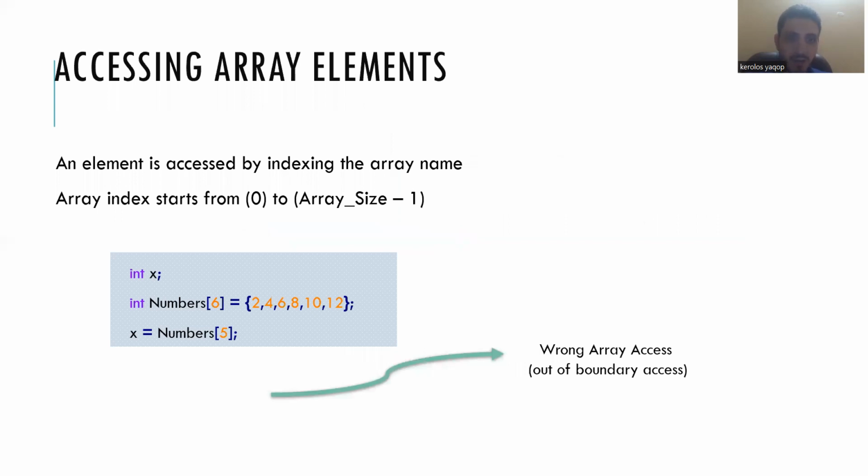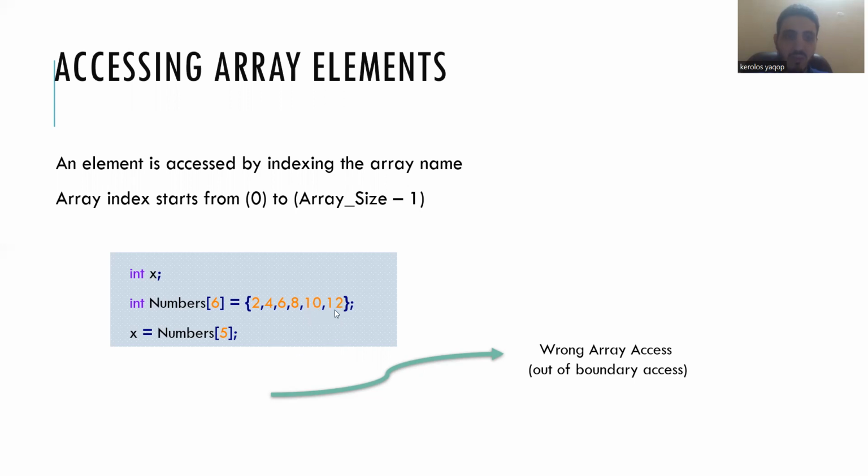So how do we access the elements of the array? This is a small program. We have a normal variable called x, and we have an array. Its size is 6, and those are its values. If we want to store the value of element 6 inside the variable x, here the number is index 5. So that's index 0 of the array numbers, then index 1, 2, 3, 4, 5.